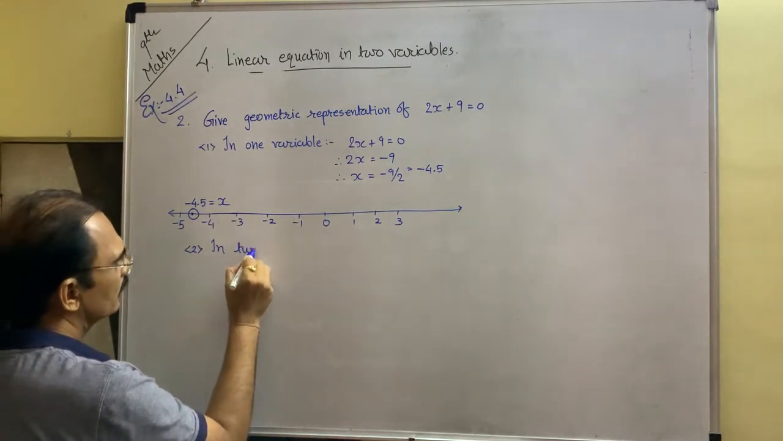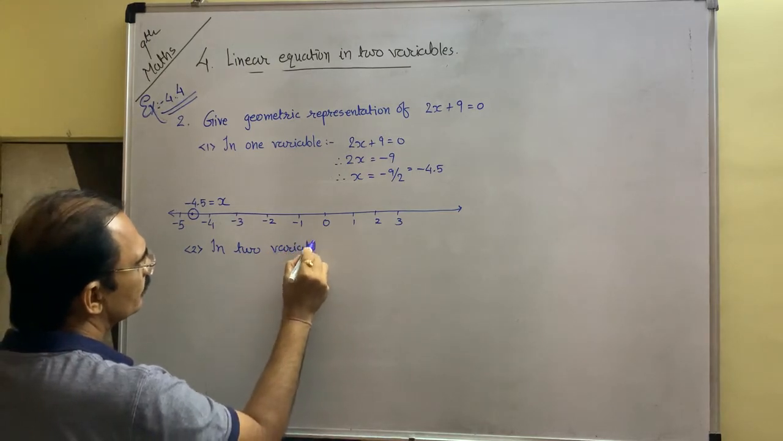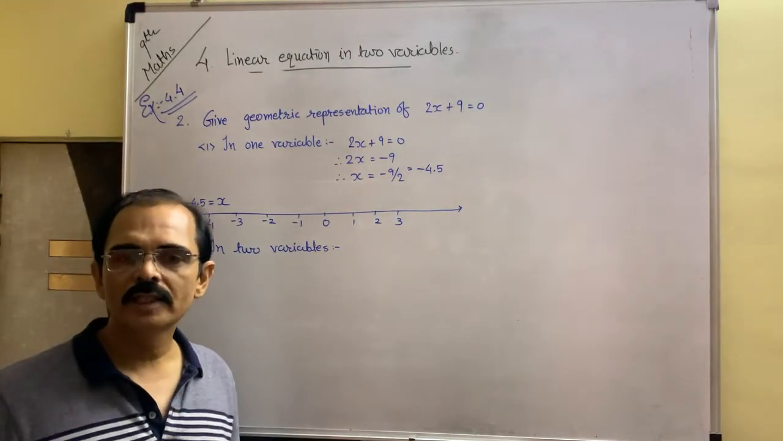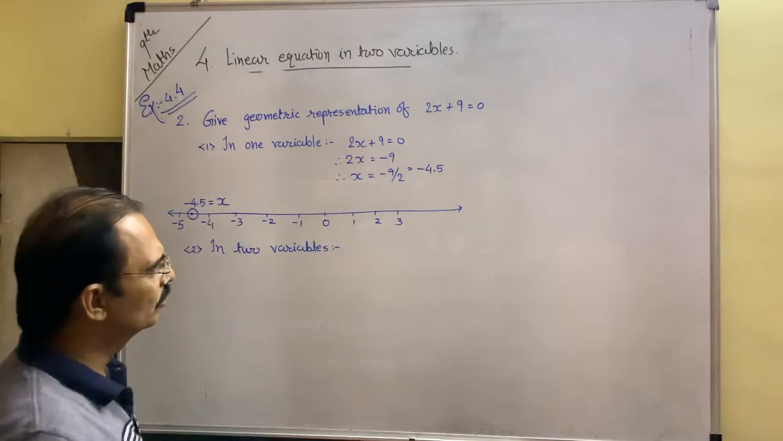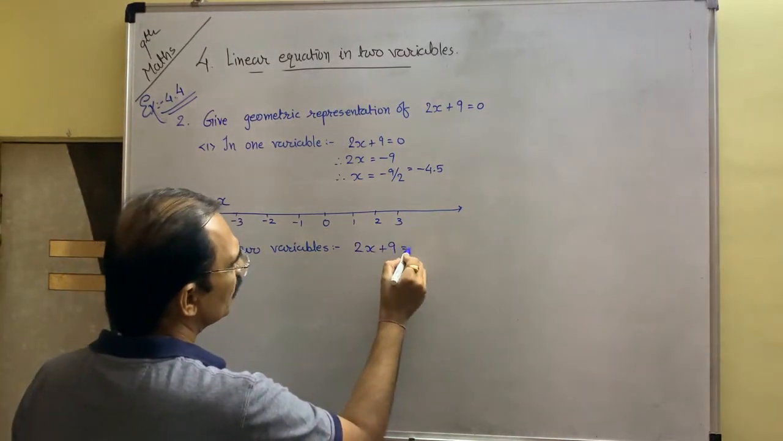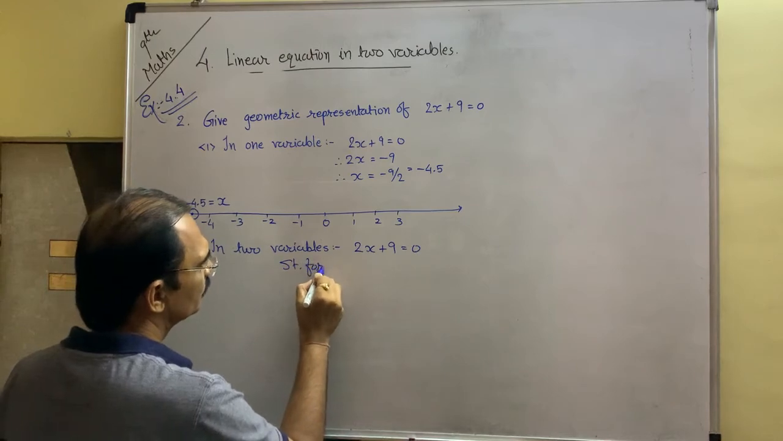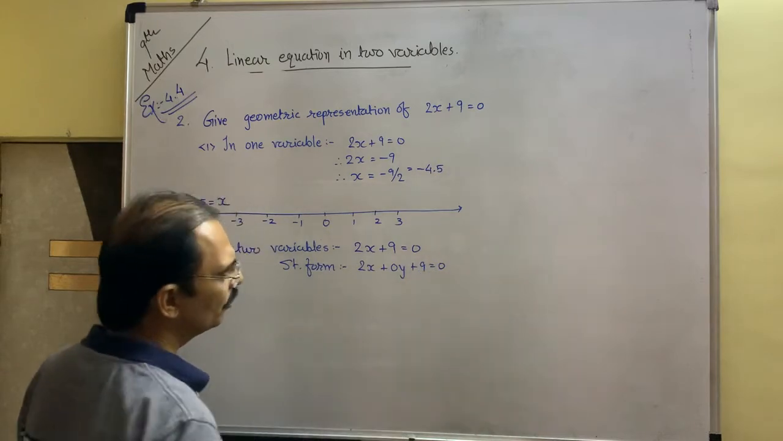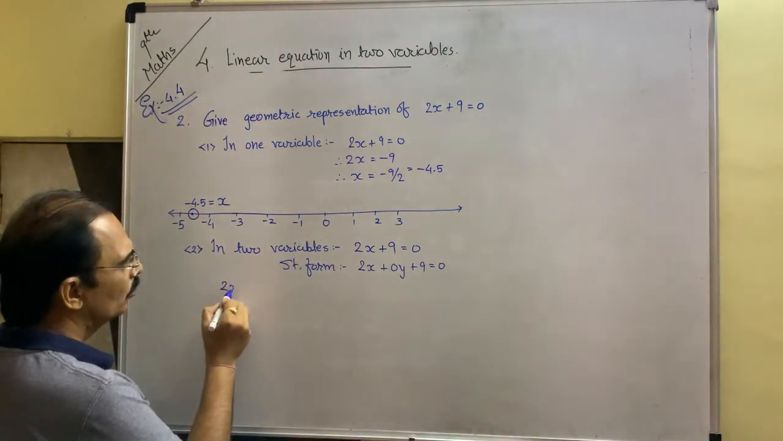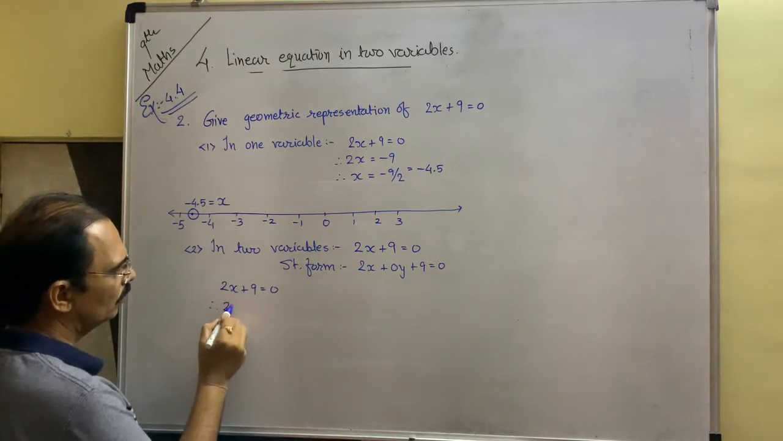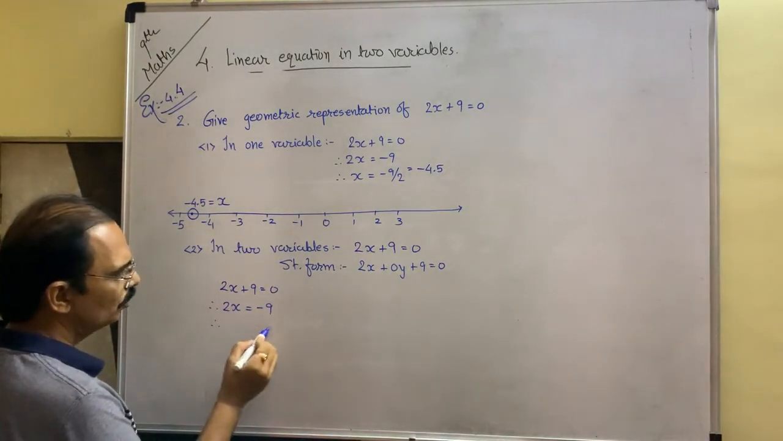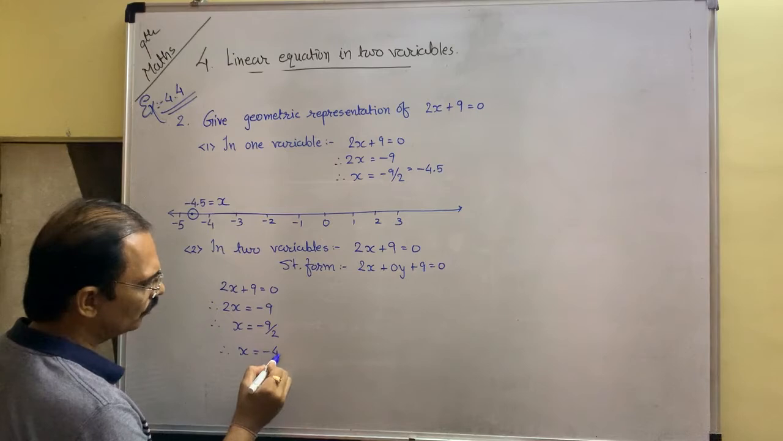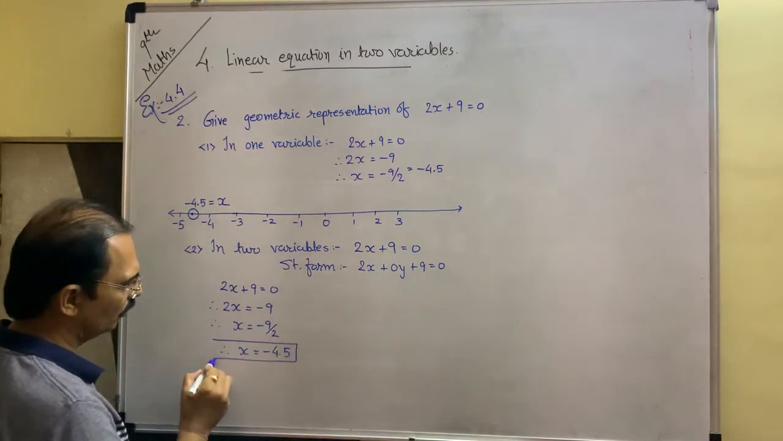Second, in two variables. Consider that 2x plus 9 equal to 0 is in two variables, meaning the y coefficient is 0. Our equation is 2x plus 9 equals to 0. The standard form will be what? 2x plus 0y plus 9 equals to 0. If you want to draw the graph, we take what? 2x plus 9 equals to 0. Therefore, plus 9 moves to the other side, minus 9. 2 is in multiplication, move to the other side: minus 9 divided by 2, so this is minus 4.5. X equals to minus 4.5.